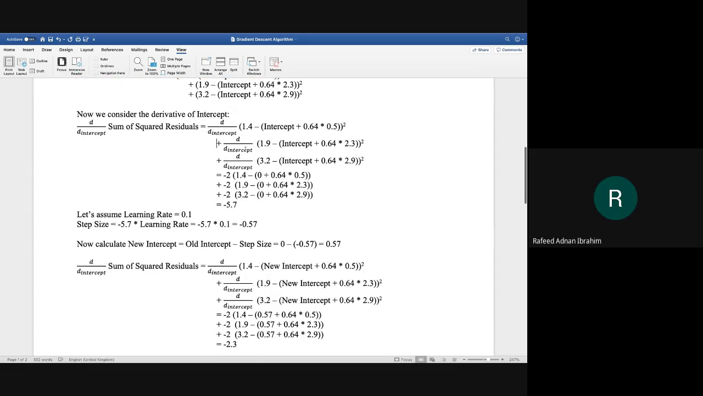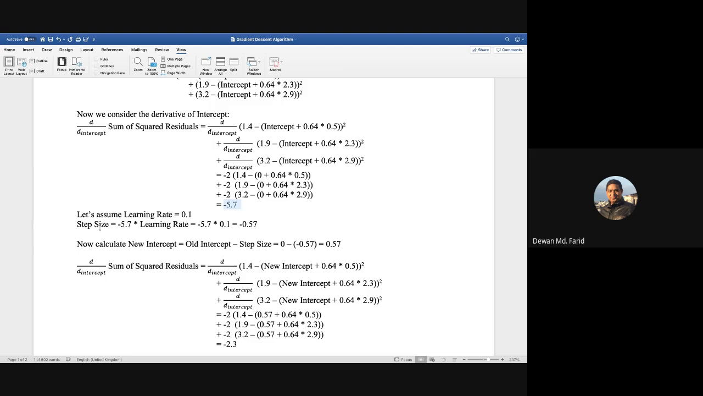Right. So what we are doing here is applying the chain rule of the derivatives. That's it, we just follow the chain rule. If you do the derivatives using the chain rule, you have this value, minus 5.7, right? This is the value for W0, or intercept, after derivation.